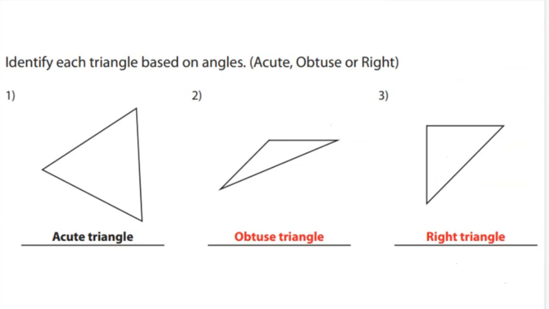So again, just as a little review, you can see that this is considered an acute triangle because all three of these angles are less than our benchmark of a right angle. Over here, this one would be considered obtuse because of this angle right here being larger than a square corner. And then lastly, this would be considered a right triangle because you can see right here is that right angle where I can fit a perfect square in there.